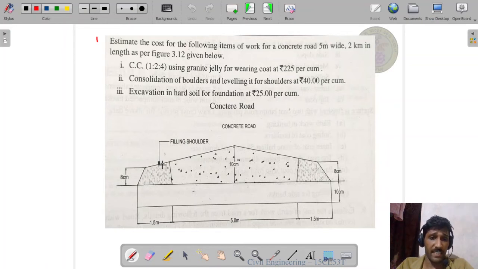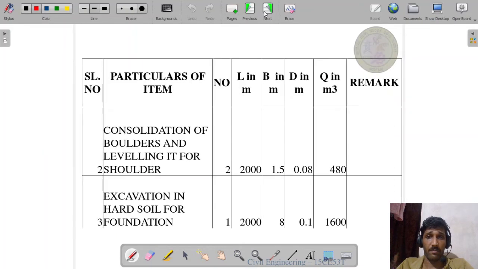If camber were provided, I would use it to calculate the average thickness. But since camber is not given, I am taking the height directly as 8 centimeter, that means 0.08 meter. Now multiplying all these columns, the quantity becomes 480 meter cube.